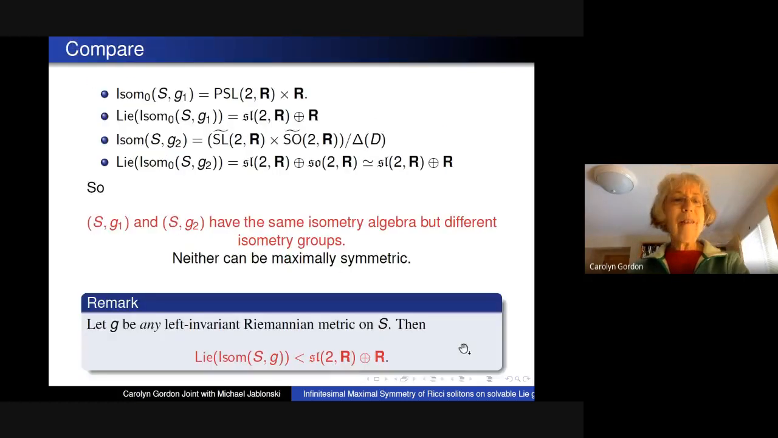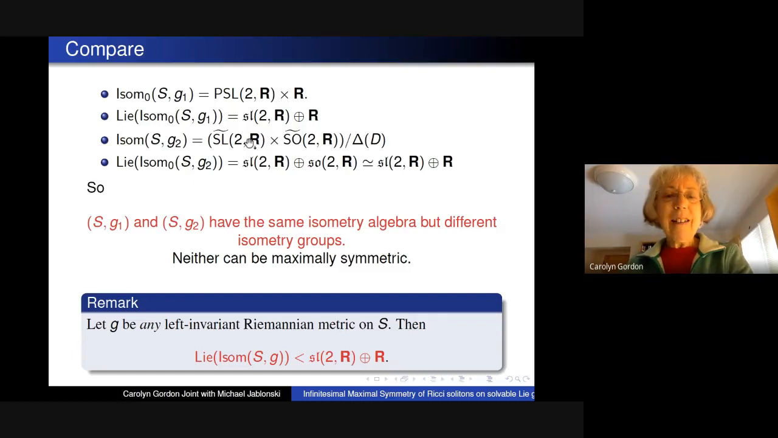Okay, so we now have our two competing metrics. Let's compare their isometry groups. The isometry group, or the identity component, for the first metric was PSL2R cross R, and its isometry algebra, the Lie algebra of the isometry group, is just the trace zero matrices direct sum R. For the second metric, the group is the universal cover of SL2R cross the universal cover of SO2R mod something discrete.